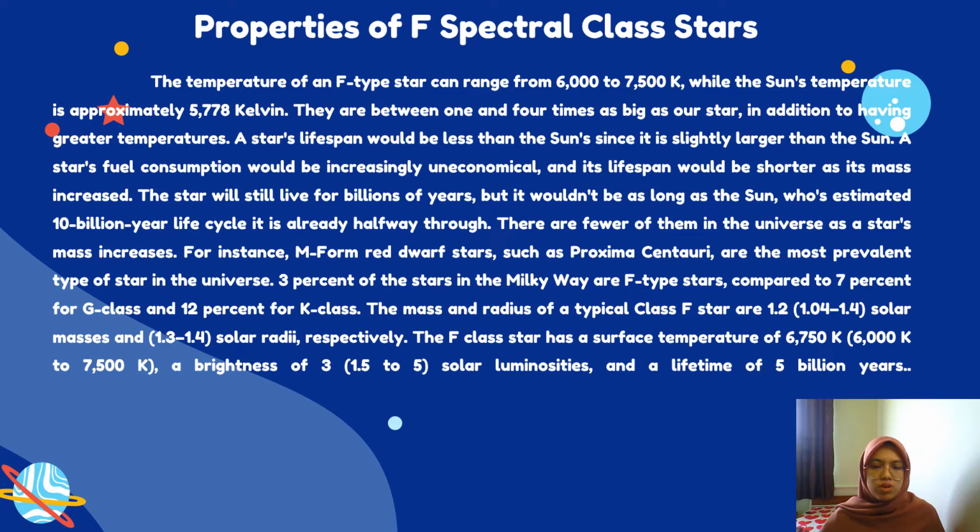The mass and radius of a typical class F star are 1.2, which is in the range 1.04 to 1.4 solar masses, and 1.3, in the range 1.15 to 1.4 solar radii, respectively. The F cluster has a surface temperature of 6,750 Kelvin, which is in the range 6,000 K to 7,500 Kelvin, a brightness of 3, which is 1.5 to 5 solar luminosities, and a lifetime of 5 billion years.